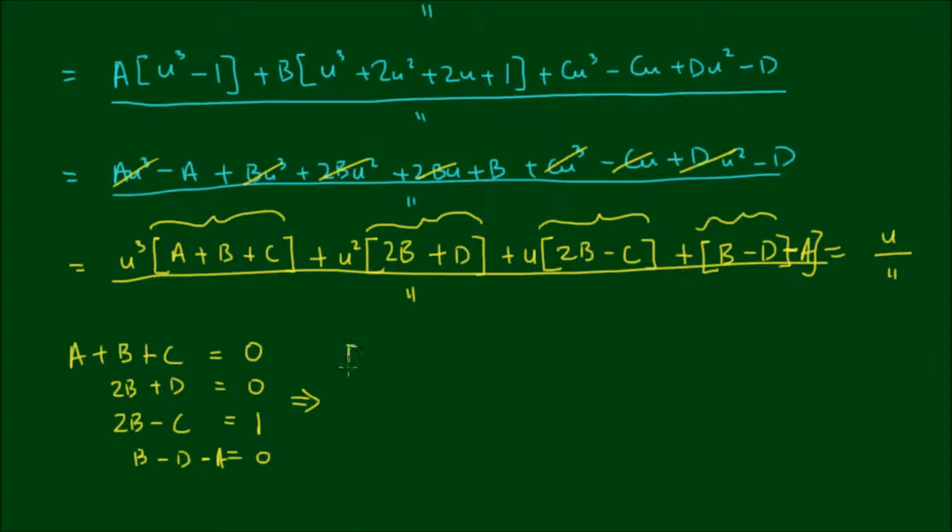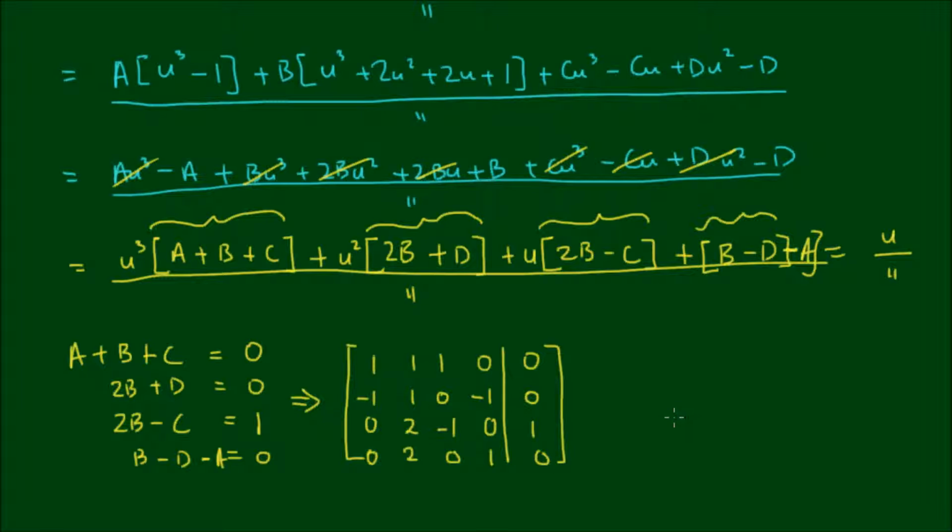So if I use an augmented matrix, I have 1, 1, 1, 0 is equal to 0. I have minus 1, 1, 0, minus 1 is equal to 0. So this is the fourth equation, so negative a plus b minus d. Next I have 0a plus 2b minus c plus 0d is equal to 1. Then I have 0a plus 2b plus 0c plus d is equal to 0.